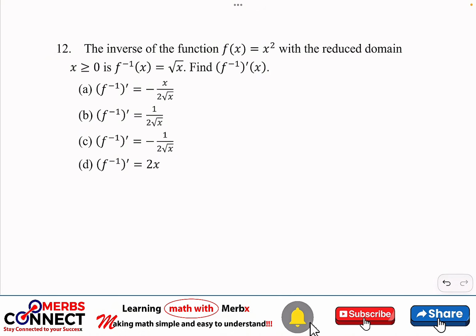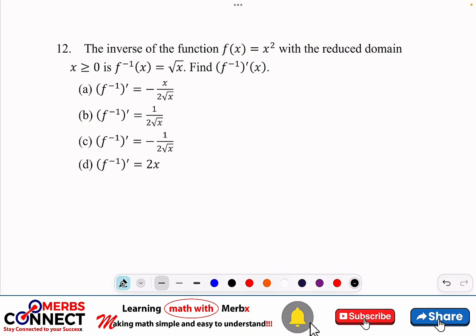So the question is asking us to find the derivative of the inverse of f. Now we have two ways of doing this, right? They've given us f of x. So one thing that we can do here is we can just take the derivative of this. Let's do that.